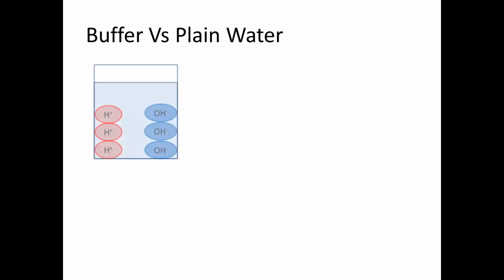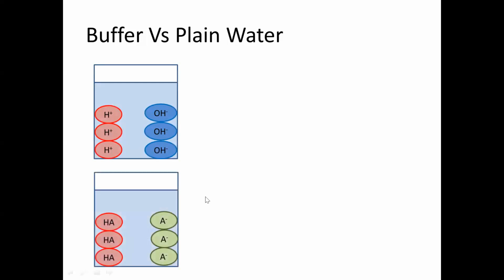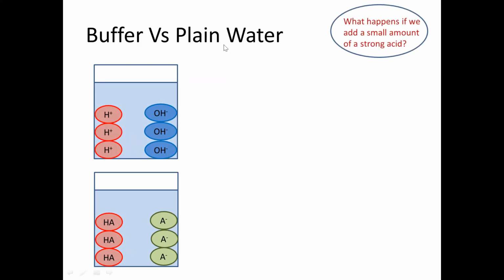Now let us see what happens when we add acid to plain water, and what happens when we add acid to a buffer solution. Let us compare the change in pH in both cases. Here we have taken the case of water. Water, you know, has a certain amount of H plus and OH minus ions, which is 10 raised to the power minus 7 at 25 degrees Celsius. And we take a buffer solution, which has equal concentrations of the acid and the salt. Now we will see what happens when a small amount of strong acid is added to both solutions.